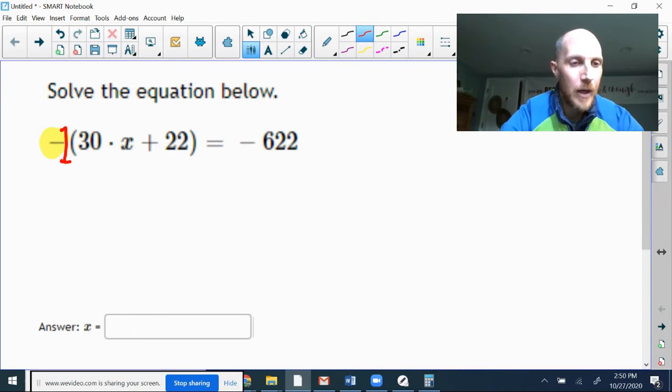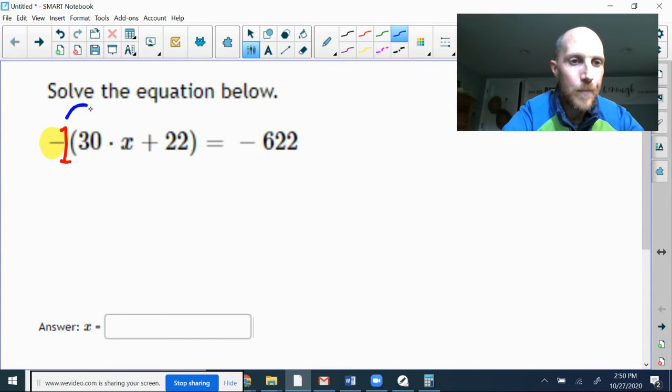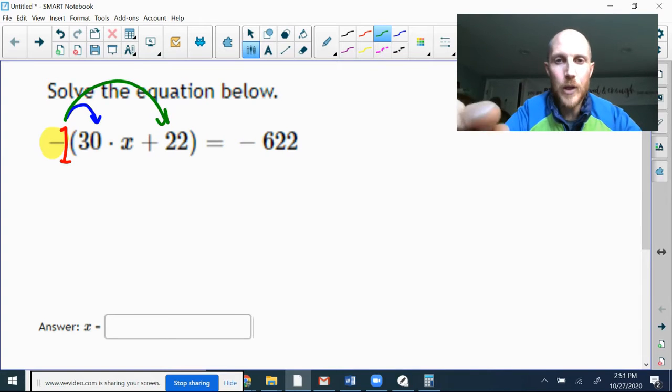We're going to multiply by -1. Anytime there's not a number given, like for multiplication, that means 1. So there's this invisible 1. We can fill it in if that helps us visualize better what's going on. We're gonna have to multiply -1 onto both terms inside the parentheses. So we're gonna multiply it onto that 30x and multiply it onto this 22.